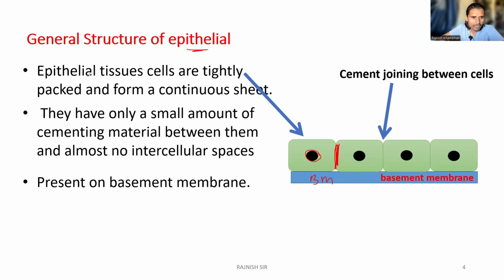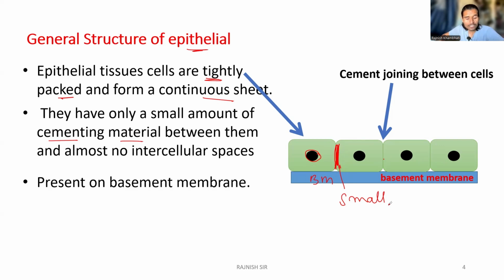Let me read it. Epithelial tissue cells are tightly packed. You can see they are tightly packed. There is no gap in between. And they form a continuous sheet layer. They have only a small amount of cementing material, this cement material, but they have a very small amount. Not a large amount, very small. But yet it is very strong.